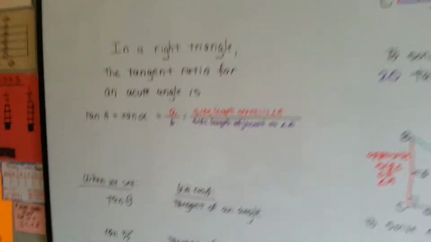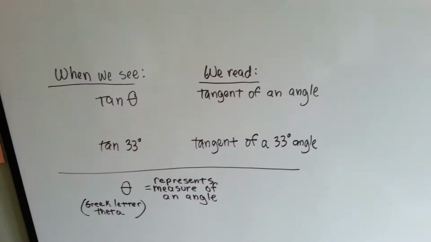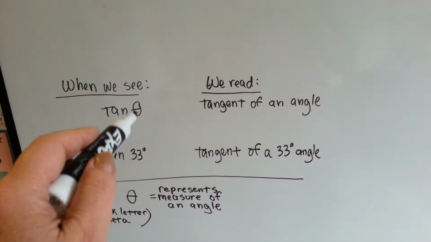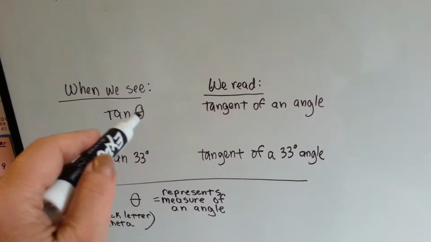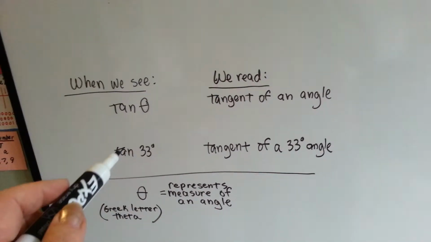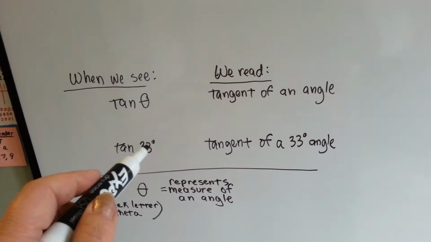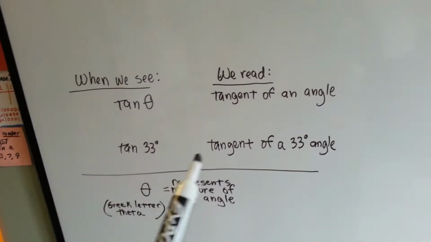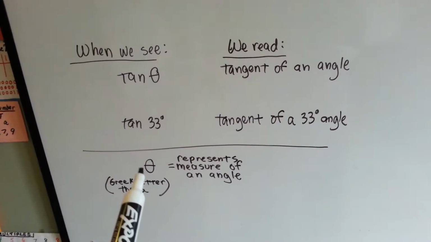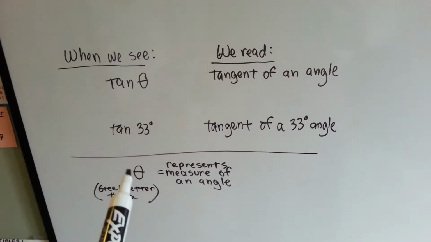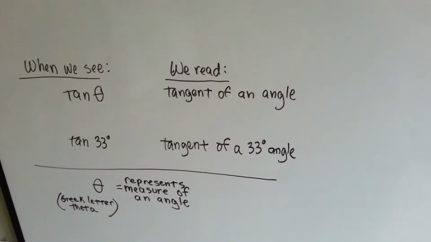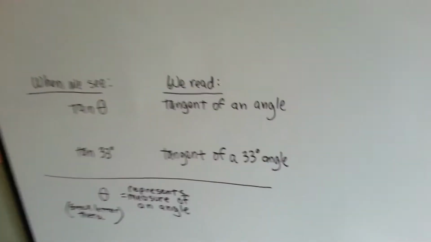So, I just want to show you really quick, for those really beginner math people. When you see this symbol, and it says tan, and then this circle with a horizontal line through it, that's the tangent of an angle. That's how we would read it. If you see tan with a 33 degree mark, that means the tangent of a 33 degree angle, okay? Just remember, that's a Greek letter theta symbol, and it represents the measure of an angle. It's like saying X when we didn't know what the angle measure was, except now they put this little Easter egg with the line in it.